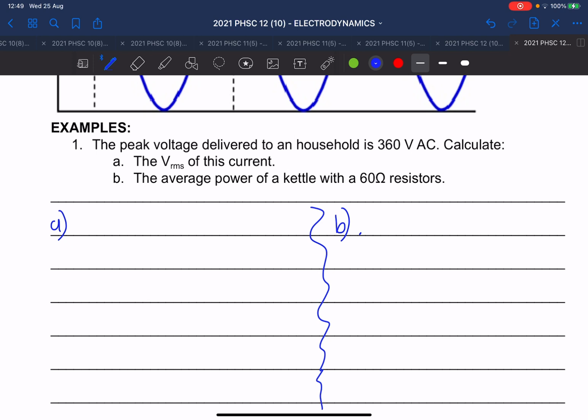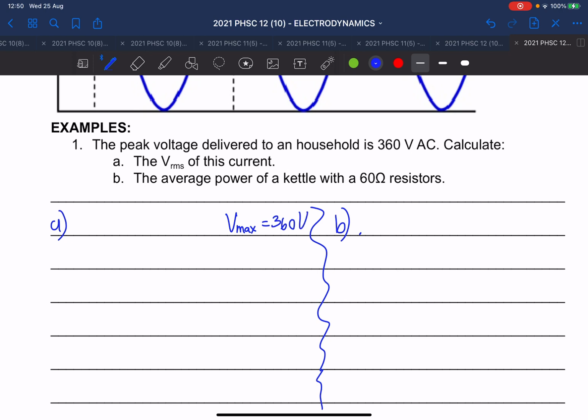Okay, right. So it says the peak voltage delivered, or the maximum voltage delivered. So what did you say the RMS value is? RMS value is the lower volts, or the lower current. Doesn't matter. Okay, the peak voltage delivered, or the maximum voltage delivered, is 360 volts.